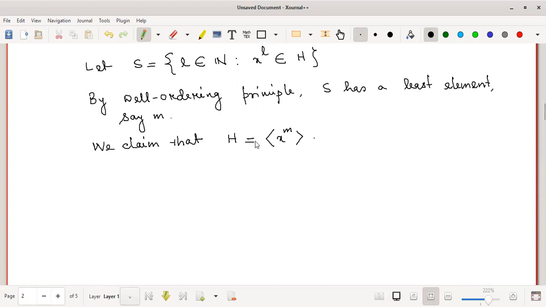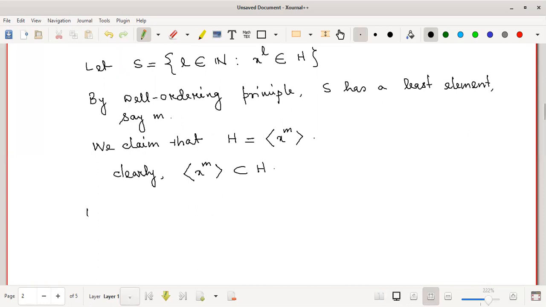Now, the subgroup generated by x to the power M is definitely a subset of H. That is clear. Clearly, the subgroup generated by x to the power M is contained in H. There is no ambiguity, because x to the power m belongs to H, that you know. So any power of x to the power m is again in H, because H is a subgroup. The only thing we have to prove is that any element in H is actually some power of x to the power m. That is to be proved.